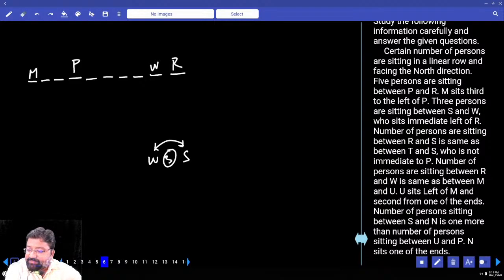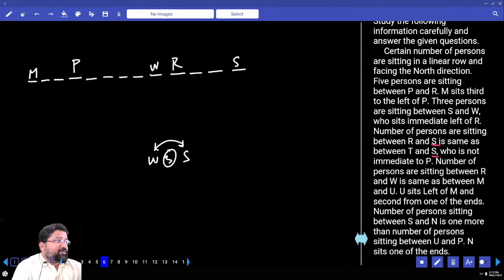The number of persons sitting between R and S is the same as T and S. Now look at this. R and S, T and S. This S is repeating twice. So what did you understand from this point? S is exactly between R and T. S is not an immediate neighbor of P. Earlier, 3 people between W and S. If I put S here, S becomes an immediate neighbor of P. It's very clear, S is not an immediate neighbor of P. 3 people between W and S. The number of people between R and S is the same as S and T. Done? Next.